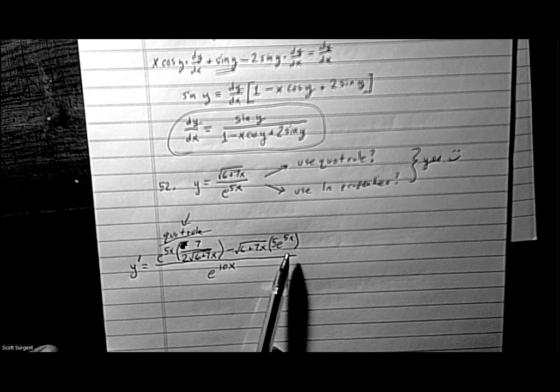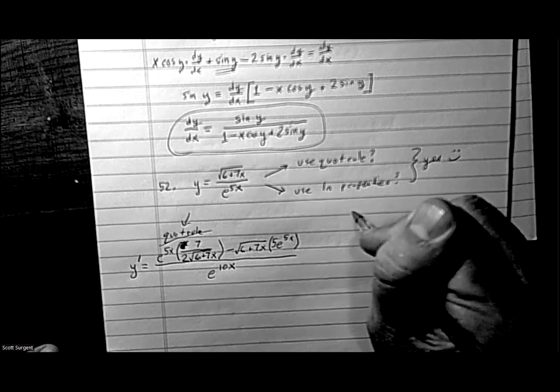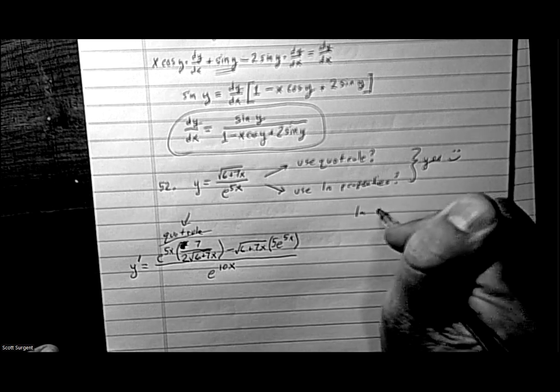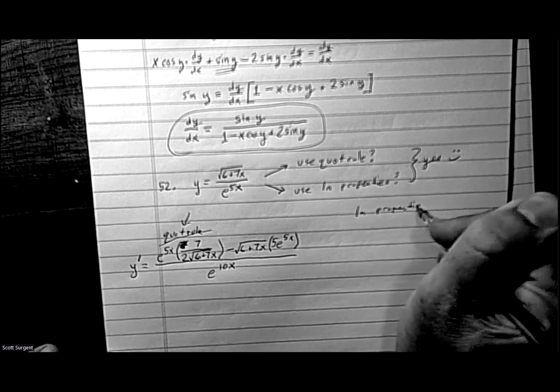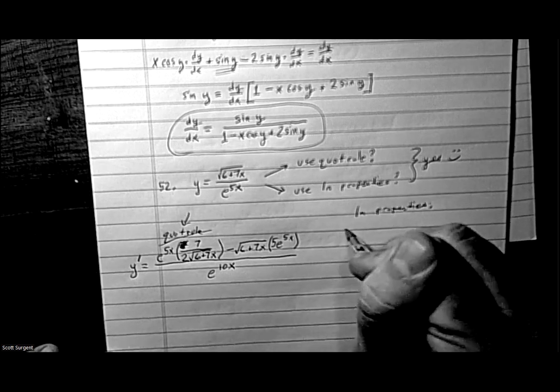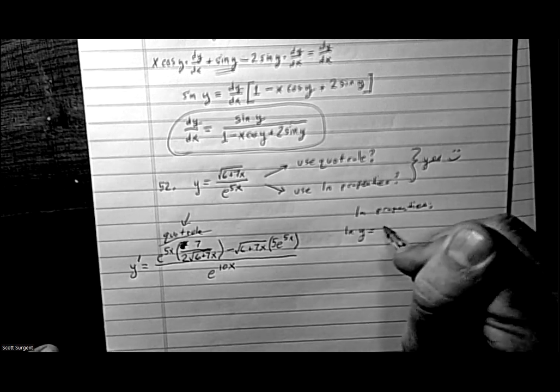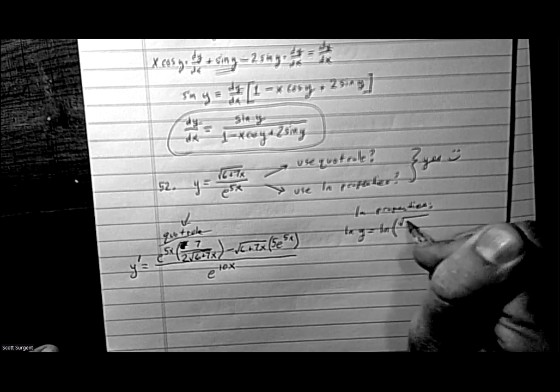It is ugly. So let's try it with the ln properties. So I would take ln of both sides. ln y equals ln of all this loveliness.